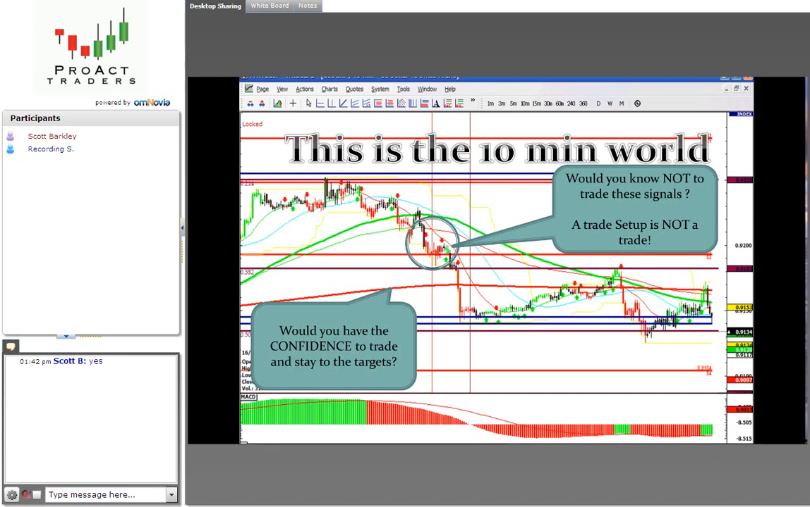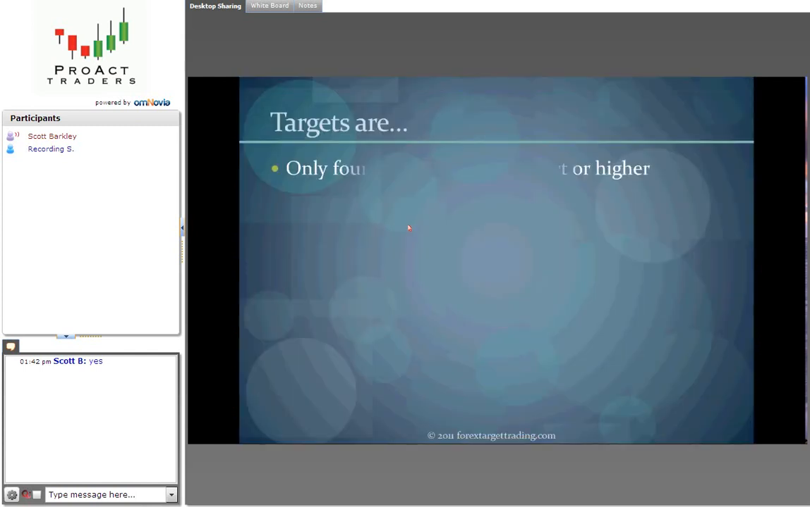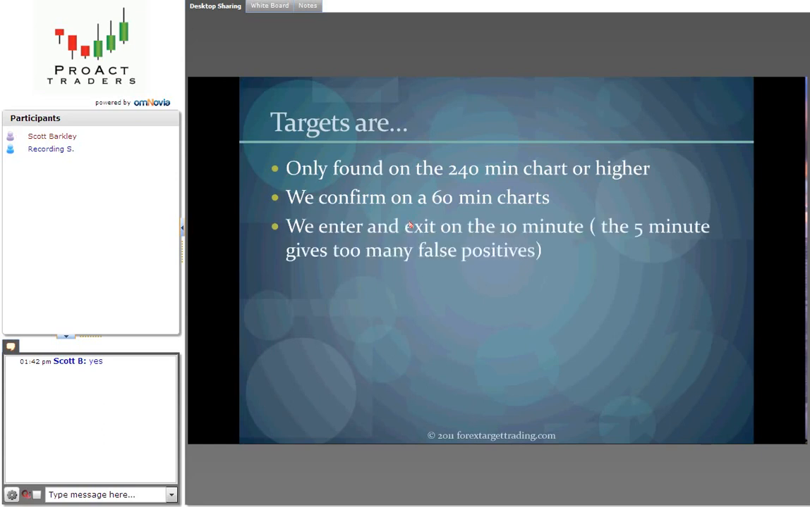And that's why traders who know how to target trade make thousands more pips than traders who retail trade for 5 to 8 pips. All right. So targets are only found on the 240-minute chart or higher. We confirm on a 60-minute chart. We enter and exit on the 10-minute chart. Why? Because the 5-minute gives too many false positives.